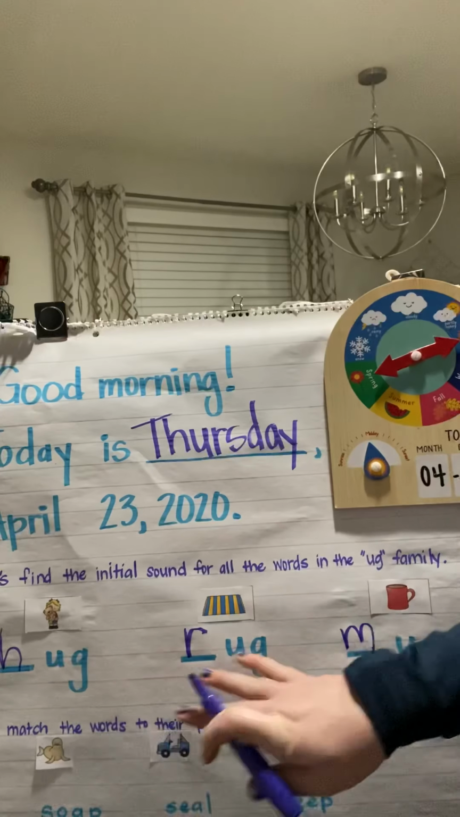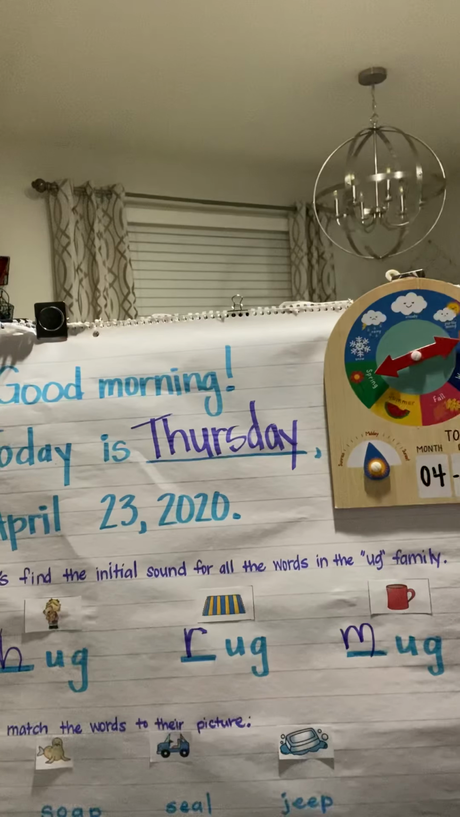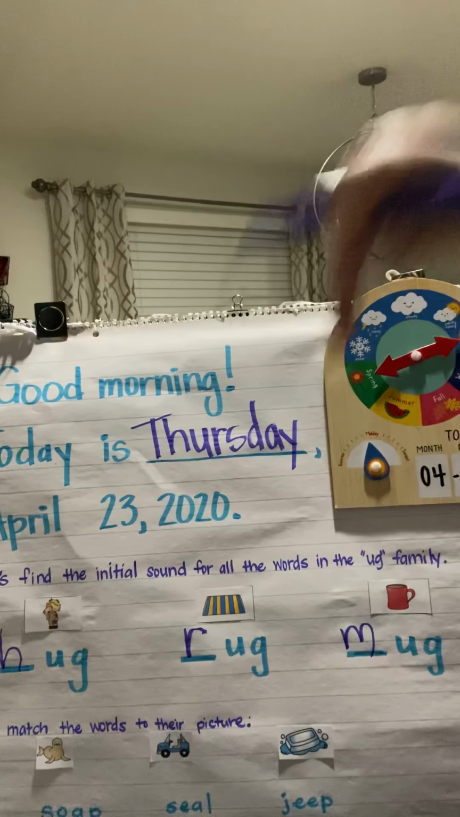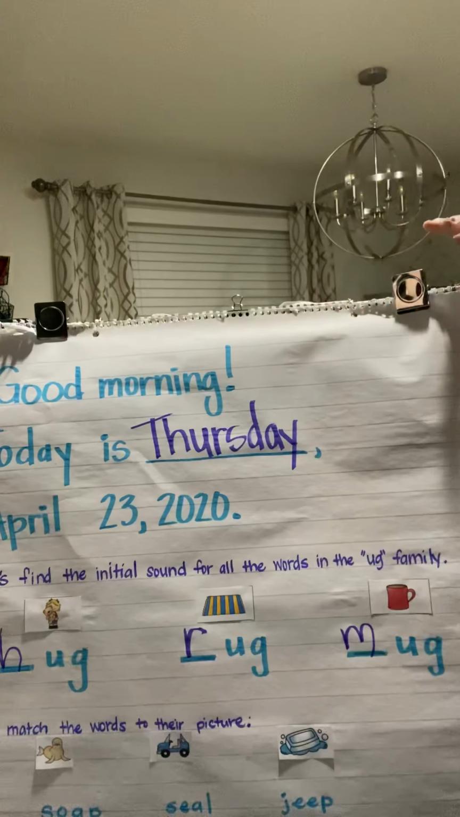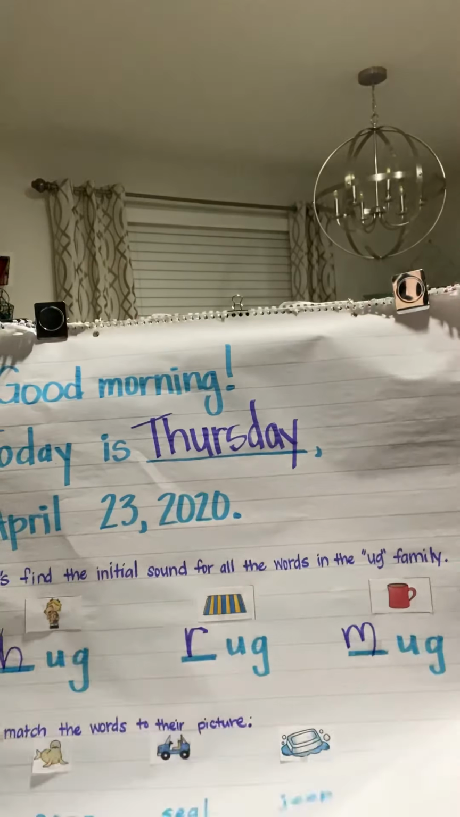So we have hug, rug, mug. Do they all rhyme? Yes, because they're all part of the UG family. They have the same ending sounds. UG, UG, UG. All right, on the next part, I'm gonna pin it up so that we can see a little bit better. But it says, let's match the words to their picture.